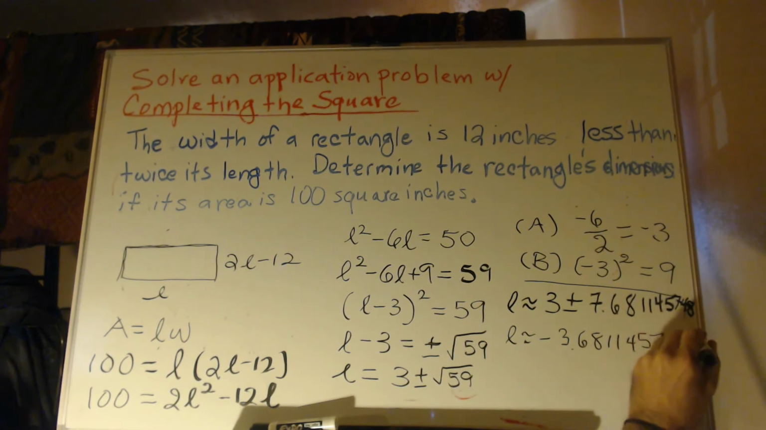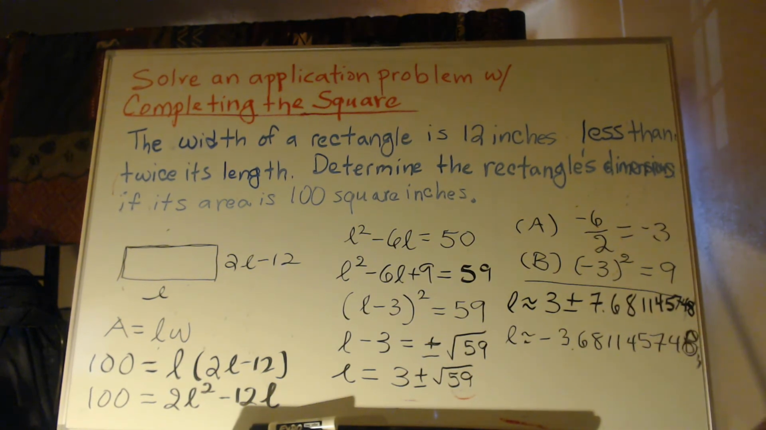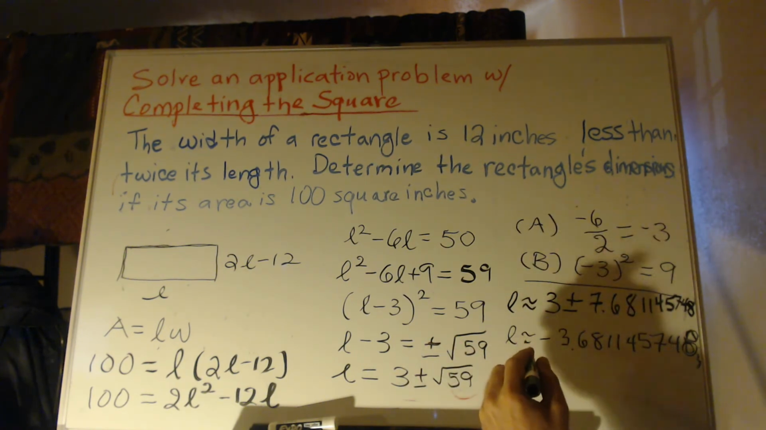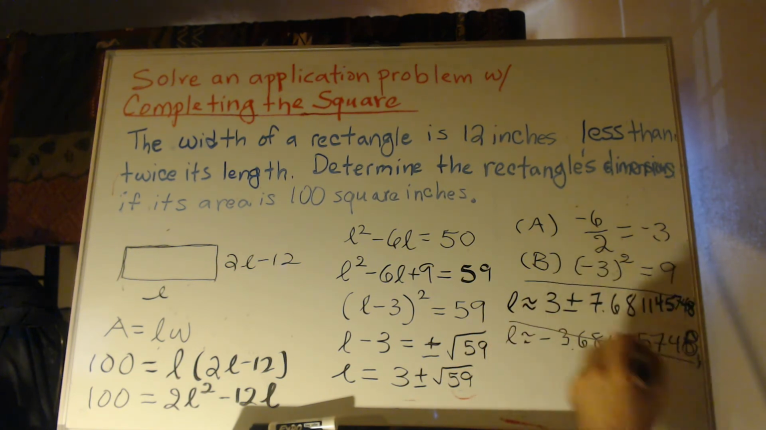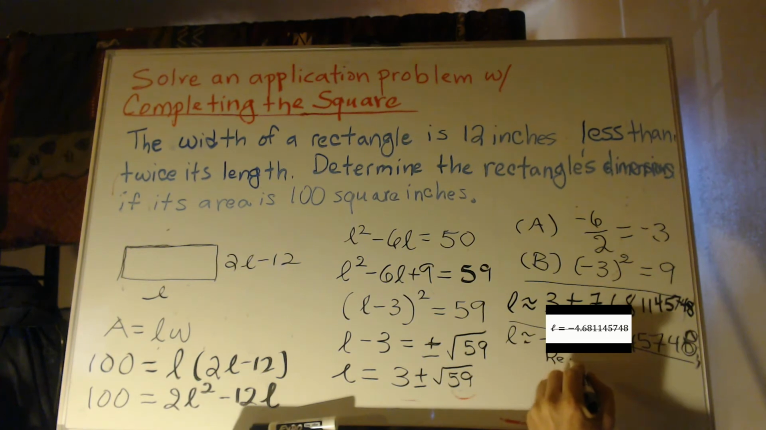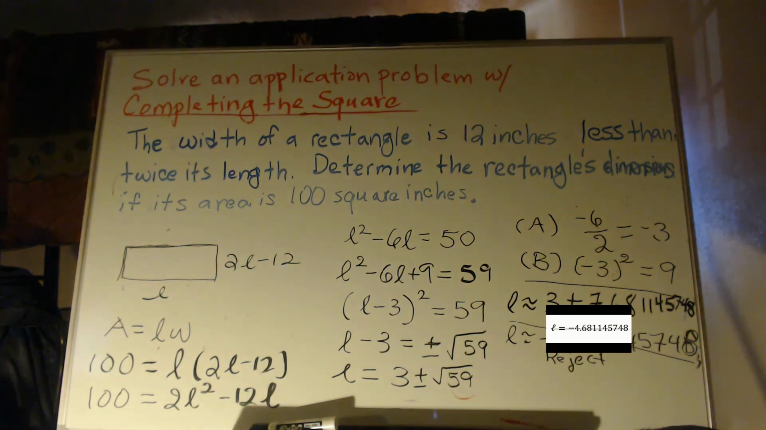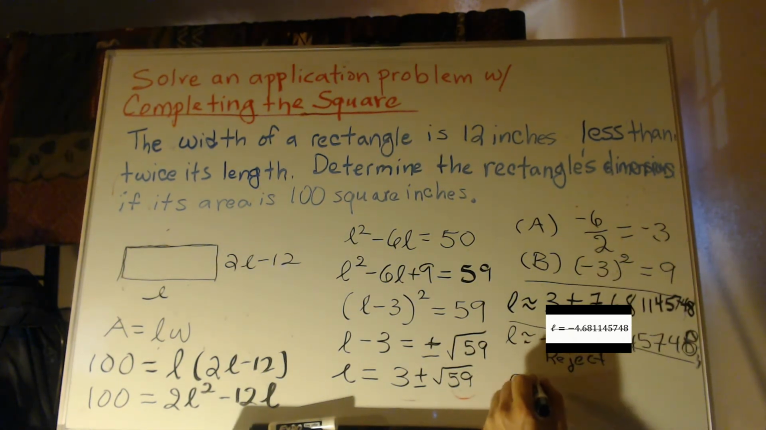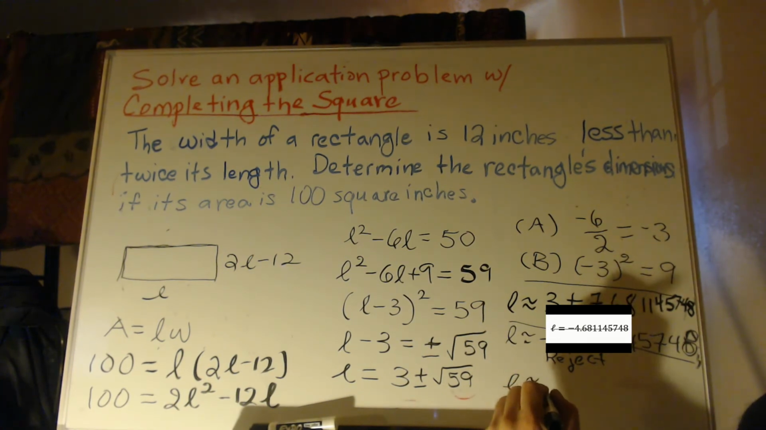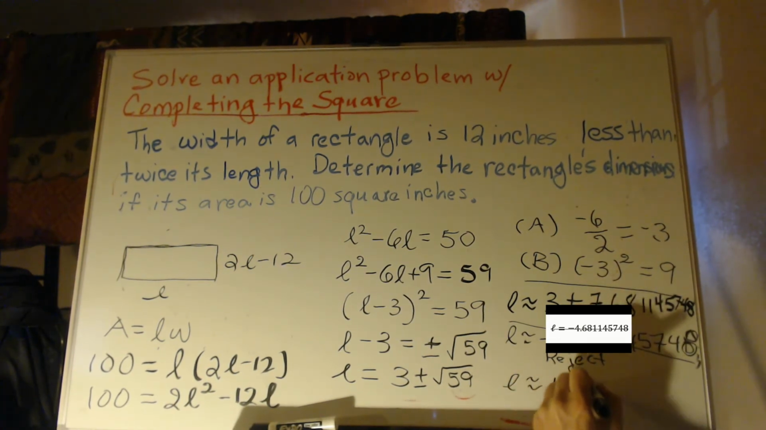And since the comparison of the length and the width was in inches and the area is in square inches, this length would be in inches. That doesn't make sense to have a negative. So we reject that. Whereas if we add our approximation of square root of 59 to 3, we're going to get that L is approximately 10.68.